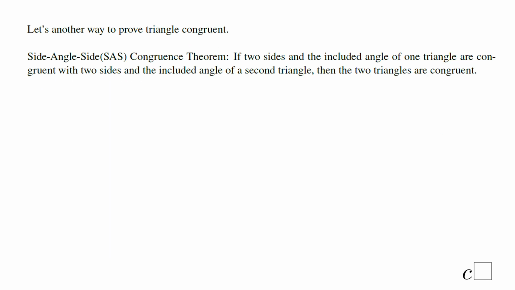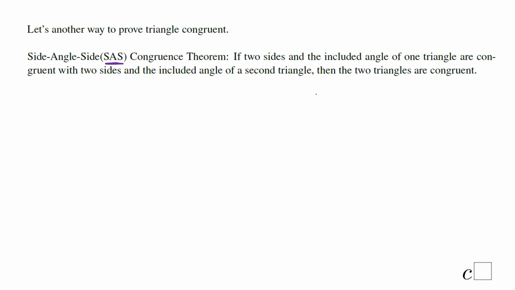Let's move now to another way to prove congruency, and that is what we call side angle side, SAS, congruence. This is a theorem, important. The previous one was a postulate. This is a theorem, which means eventually you can do some geometry and you can prove it. Okay, and let's see what this says.